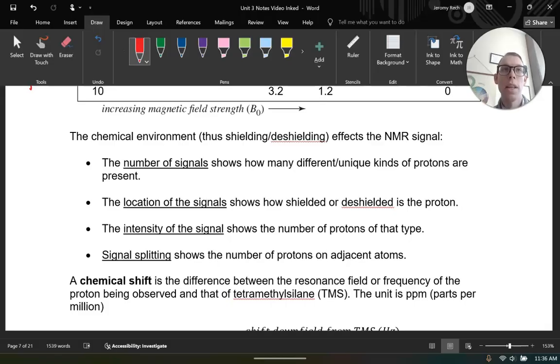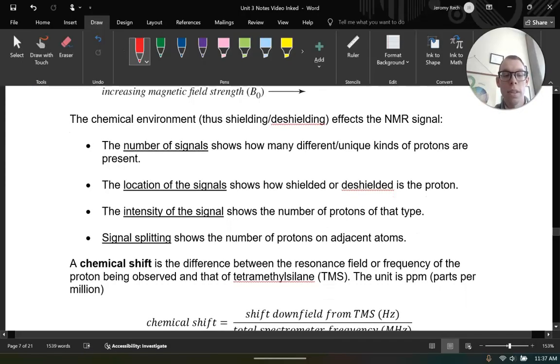Integration is going to be the area underneath the curve, and the relative ratio of those integrations will actually tell us how many protons there are in each signal. And then, not this class, but next class, we're going to talk about multiplicity or the splitting. A lot of your peaks are going to have a unique pattern. That's not just going to be that nice single peak, and that's going to give you a bunch of information about the neighbors or the amount of those nuclei, in this case protons, which are one away from the specific proton of the signal you're looking at.